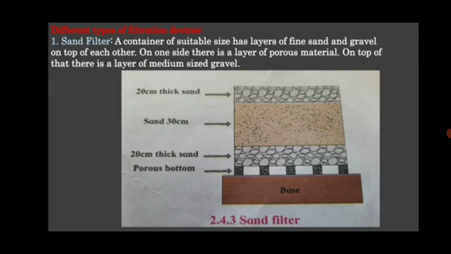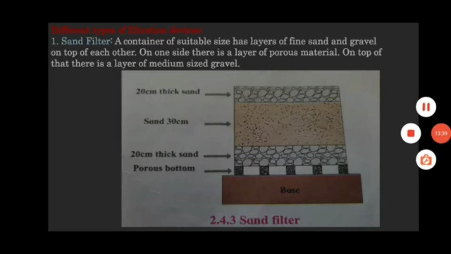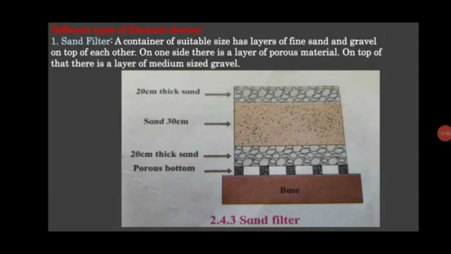First is the sand filter. Now we can see the figure of the sand filter. In a sand filter, a container of suitable size has layers of fine sand and gravel on top of each other. On one side there is a layer of porous material, then on top of that a layer of medium sized gravel. Then there is a layer of fine sand. The topmost layer is of gravel. The water to be recharged is released from this layer, and then the water is filtered out of the porous layer. So you can see in the figure.